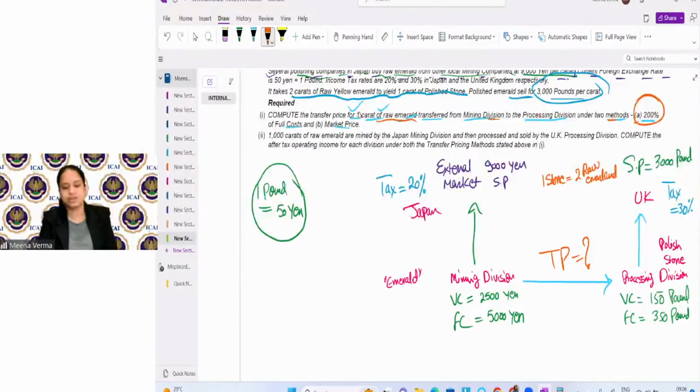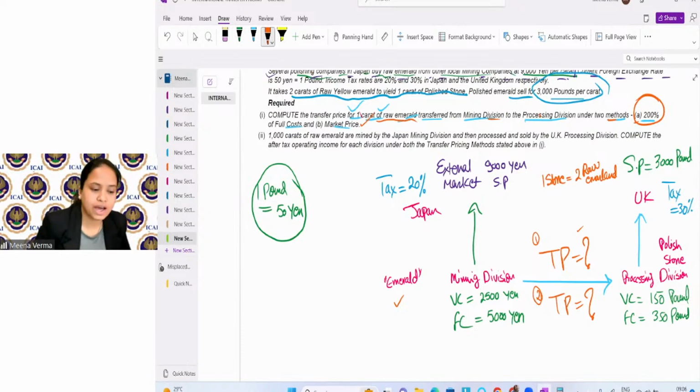That means first you have to find out what the full cost will be, and then 200% of the full cost will be the transfer price here. And the second one is, on the basis of market price, you are deciding the transfer price. So we will find two transfer prices here using the two methods. Then what do we have here? 1,000 carats of raw emerald are mined by Japan mining division and then processed and sold by UK processing division. Compute after tax operating income of each division.